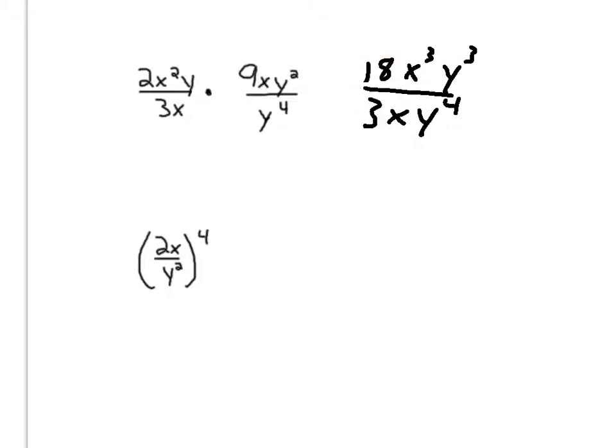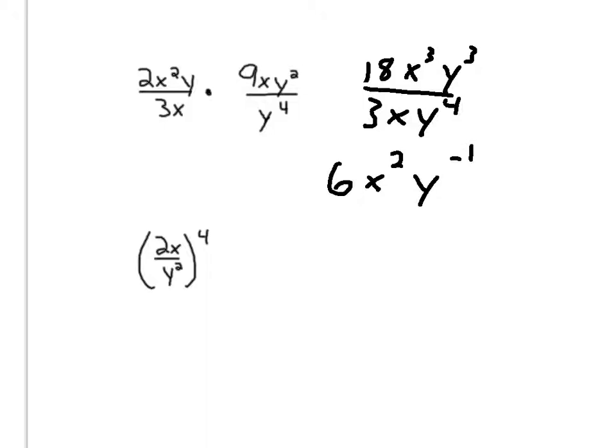We can always divide numbers, so we're going to have 18 divided by 3 is 6. And then we're going to have x cubed divided by x, so when we have those, remember we're going to subtract the exponents. So it's going to be x to the 3 minus 1 power, which is squared. Then we're going to do y to the 3rd divided by y to the 4th. Again, subtract the exponents. So it's going to be y to the 3 minus 4 power, which is negative 1.